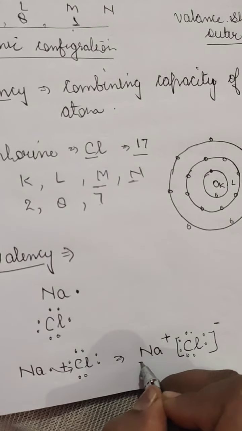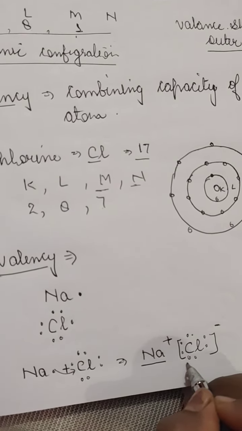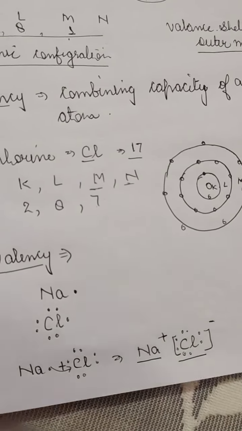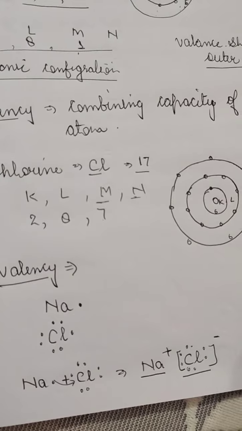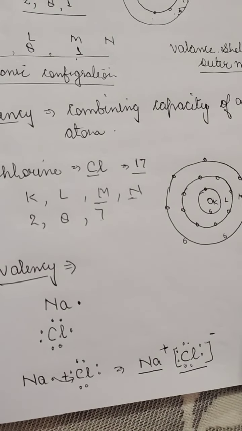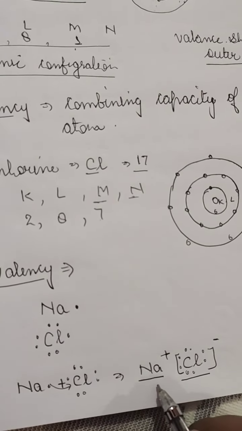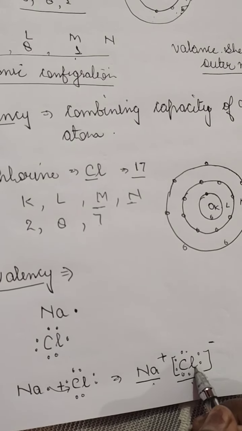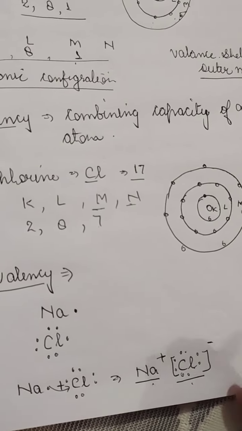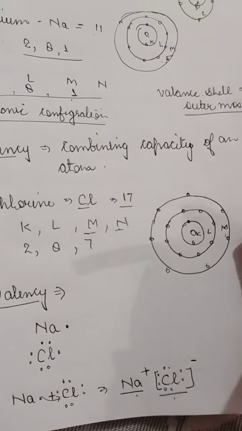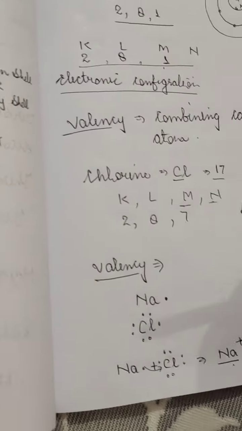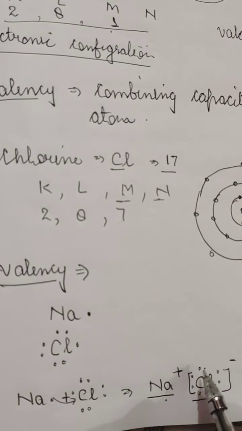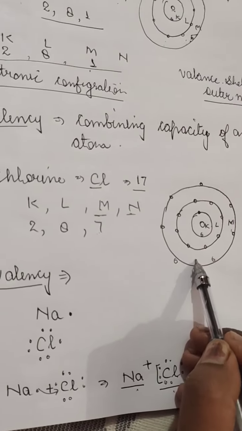So sodium will become a cation and this will become an anion, because I have explained what cations and anions are when we studied atoms in the third chapter. So this is a positive ion and a negative ion. Because chlorine accepted the electron, it has become a negative ion. Why it has become a negative ion, I will explain here. Since chlorine gains one electron, it will complete its octet structure.